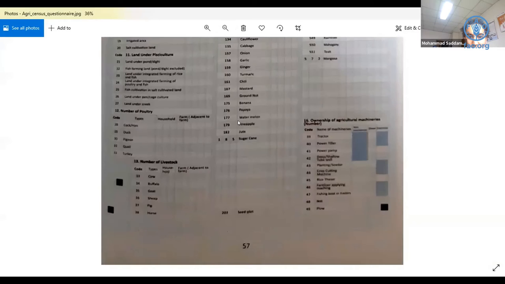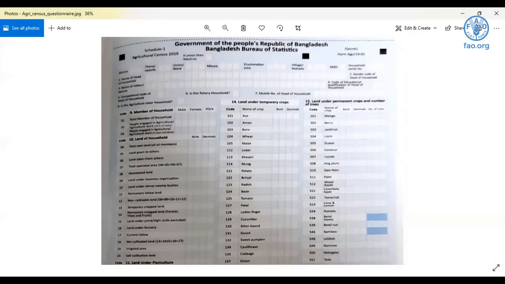Increase the size, Saddam. Yes, I think, depending on the format, you can increase it. Yeah, now we can read it. Okay.